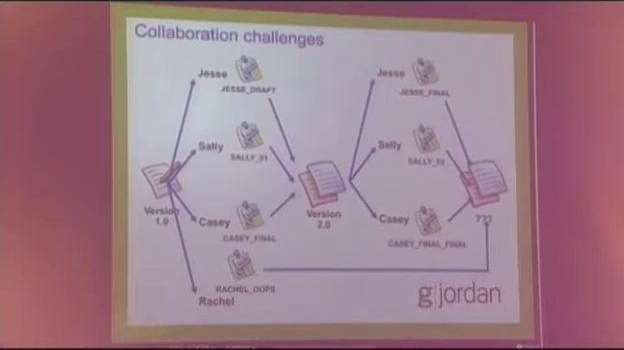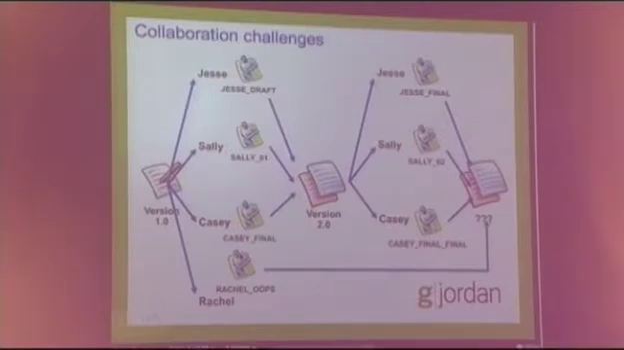So you'd start with a document, version 1, and then you have 4 people, here in this example, Jesse, Sally, Casey, and Rachel, who would work on it. And then Jesse will create another file out of version 1, call it Jesse Draft, because there are no restrictions, you can call it whatever. Sally creates Sally_01, Casey creates Casey Final, and then somebody has to combine all those 3 documents together to produce version 2.